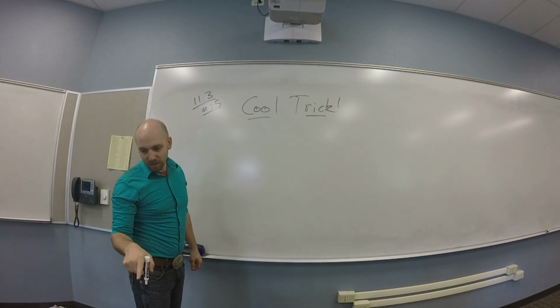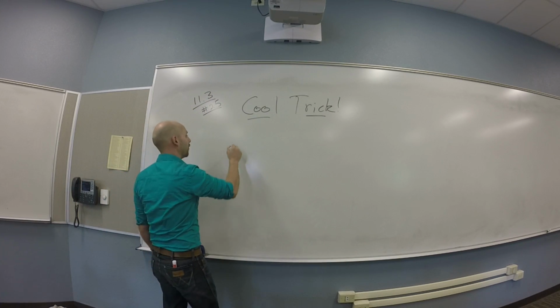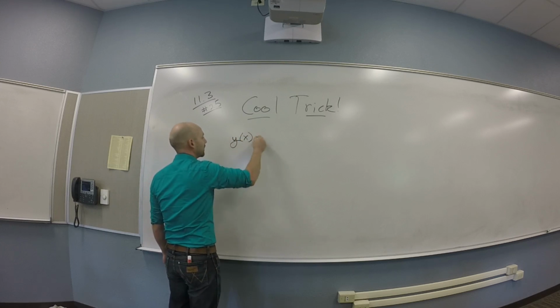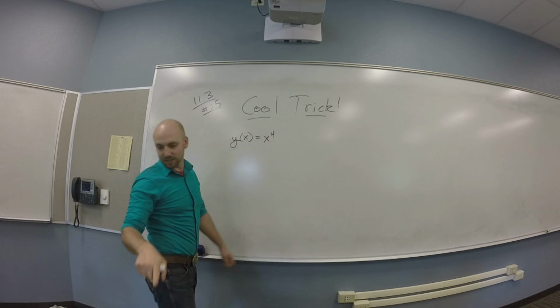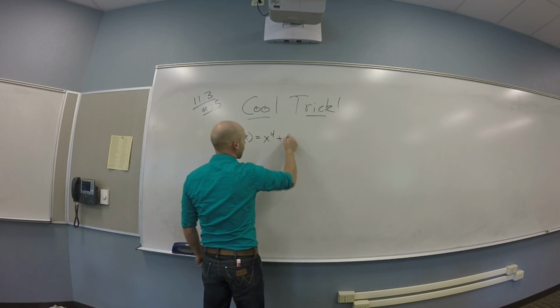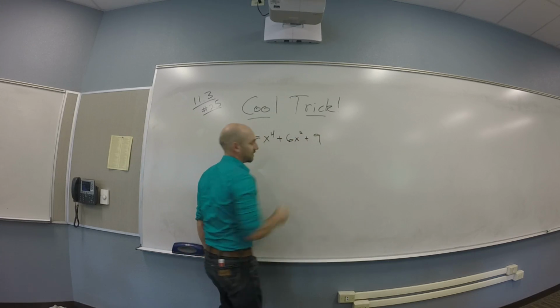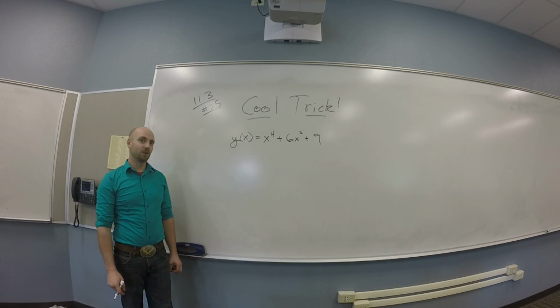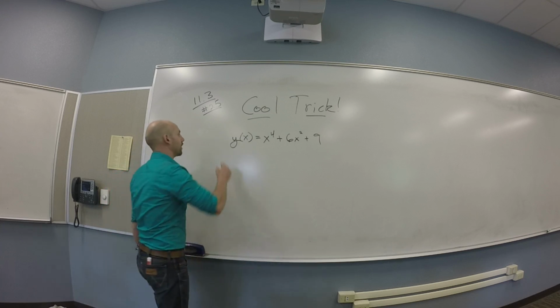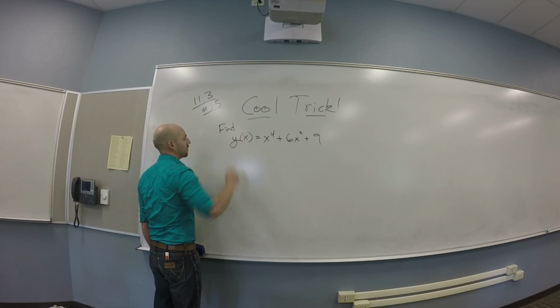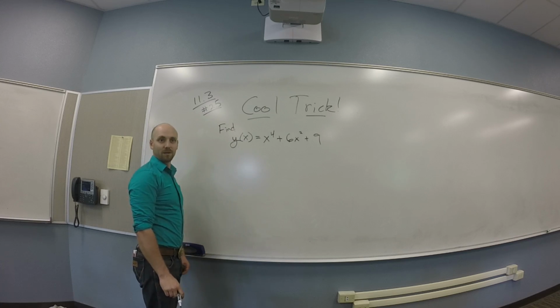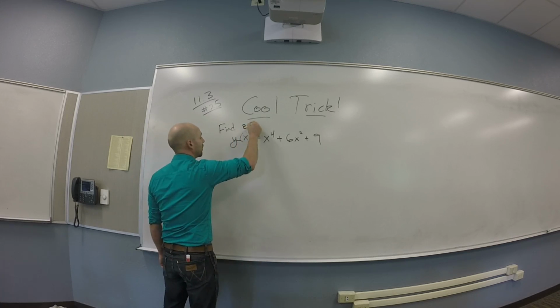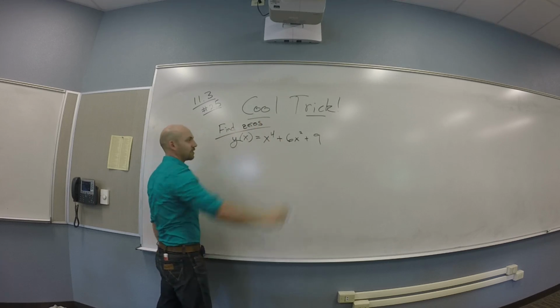Okay, so 11.3 number 25 asks me for a really cool trick. It says y of x is x to the fourth plus 6x squared plus 9. And I told you just a couple of minutes ago there's no formula for x to the fourth things, right? They're looking for you to find, what did they ask for? Yeah, find zeros. Right? Find the x-intercepts, essentially, of this thing.